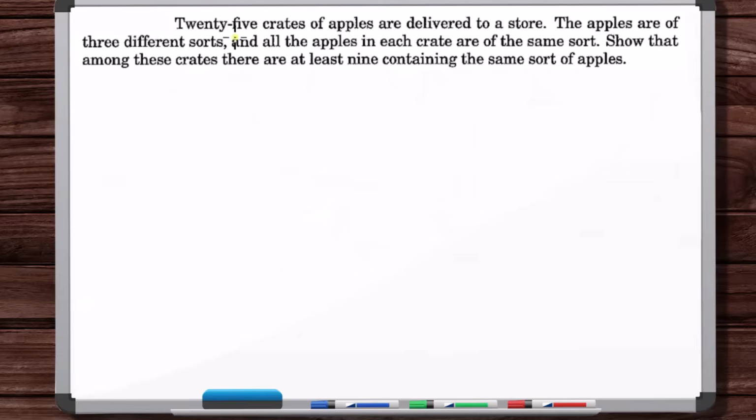25 crates of apples are delivered to a store. The apples are of 3 different sorts, and all the apples in each crate are of the same sort. Show that among these crates there are at least 9 containing the same sort of apples.